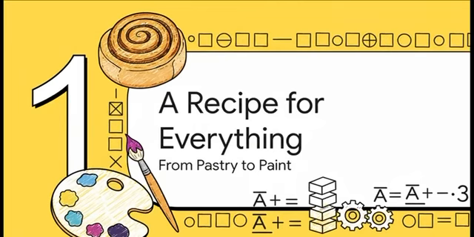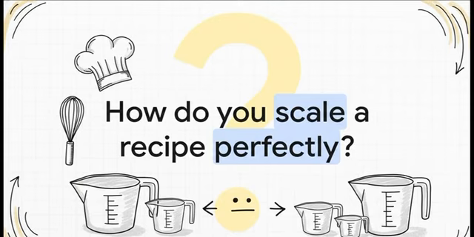And here's the cool part. This isn't just about baking. The exact same mathematical secret that saves your pastry also lets a painter mix the perfect shade of purple every single time. It's like this hidden recipe for consistency that's all around us, no matter the scale. So how do we actually do it? How do you scale things up or down flawlessly every single time? Well, the answer, and really the hero of our story today, is the ratio.